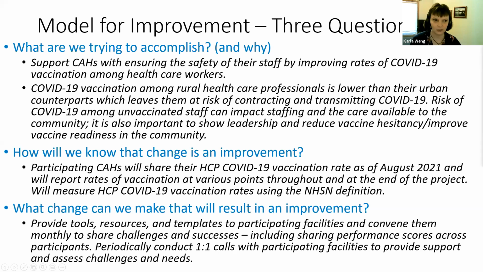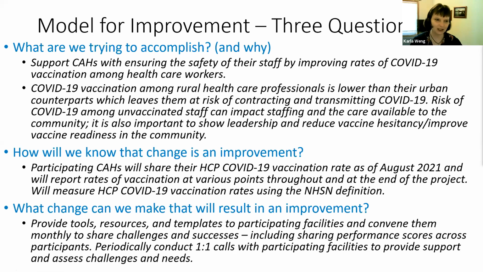Okay, so we picked a project that nobody picked because we wanted to give you an example, but not confuse anybody by saying, well, that's what we're doing, but we're doing it differently. So we decided that our example project would be that we think that it's really important for critical access hospitals to ensure safety of their staff by improving rates of COVID-19 vaccination among healthcare workers. I bet you nobody is hearing about that right now in their states. So this may not be your QI project, but it might be something that everybody is looking at.